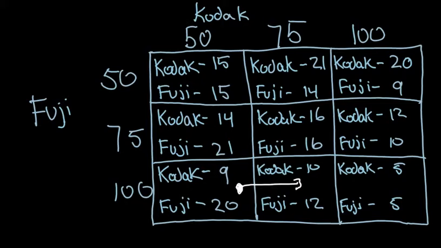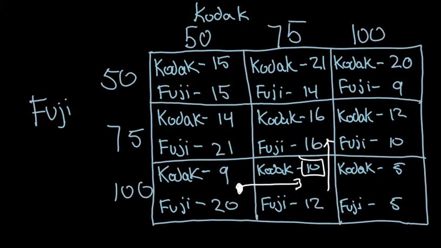Now we can put a box around 10, because that is their best option in this row. What we now want to look at is if Fuji would like to shift. This will be shifting up and down. What we see is that Fuji will want to produce 75 as compared to 100, as it gives them a higher profit.